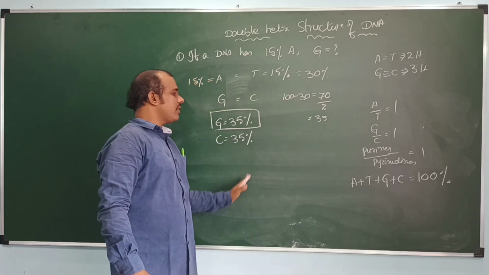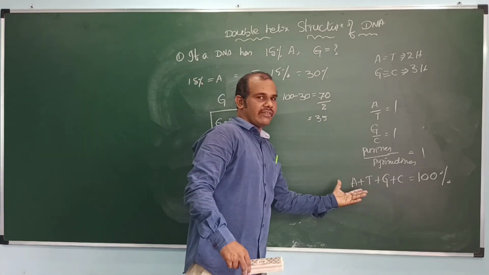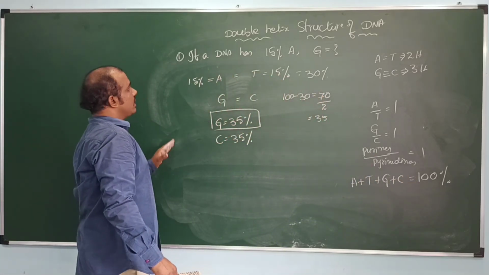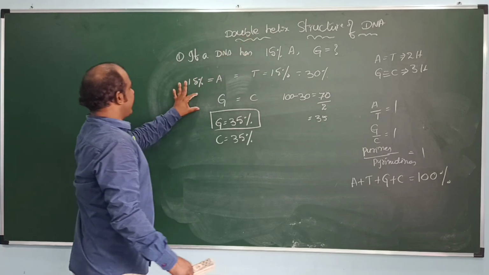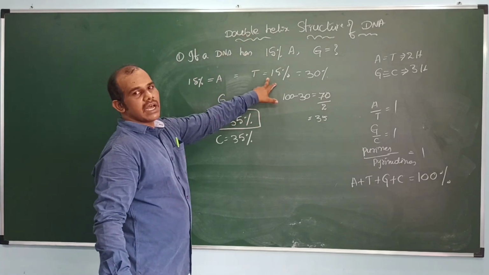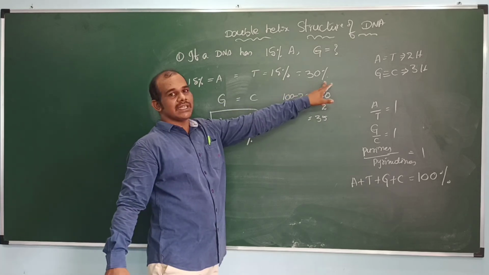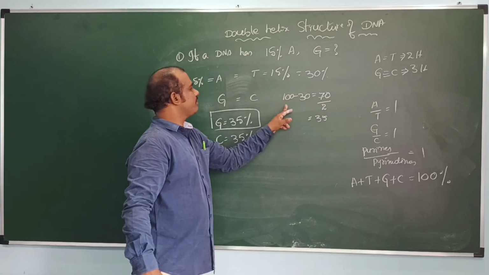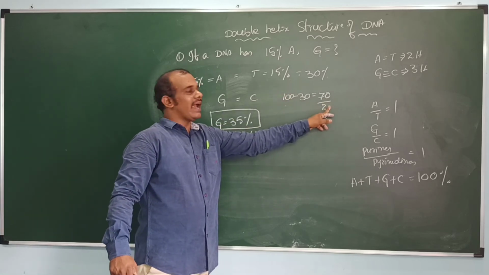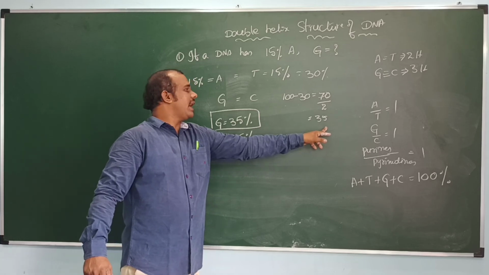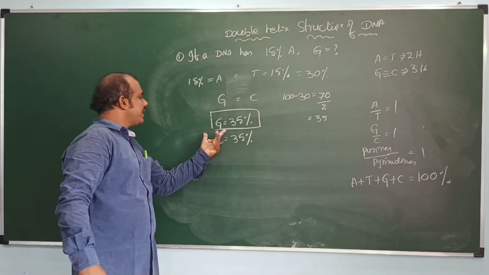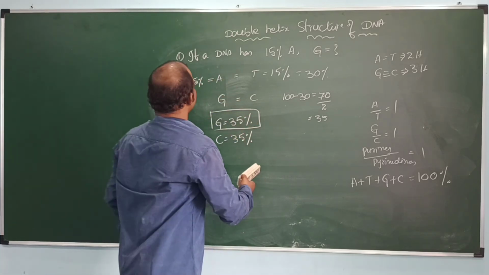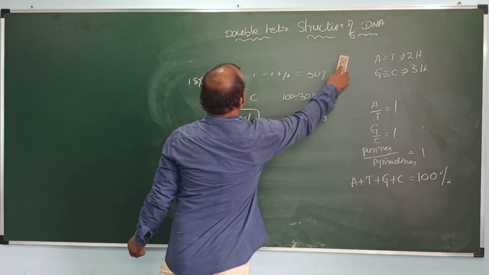The total percentage of all bases in a given DNA is considered as 100% according to Chargaff's rule. So here A is 15%. Obviously T is also 15%. The rest of the percentage belongs to G and C by half. So subtract 30 from 100, that is equal to 70, and divided by 2, that is equal to 35, which belongs to guanine and cytosine equally. So the answer is 35%.